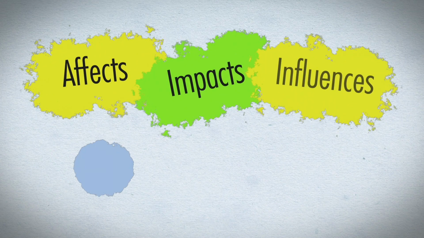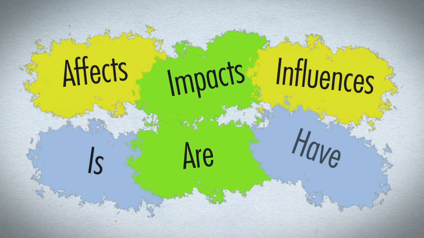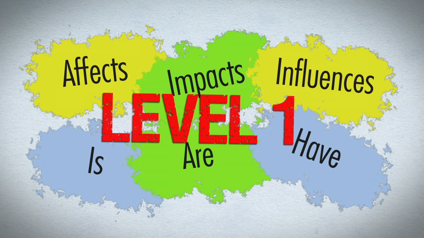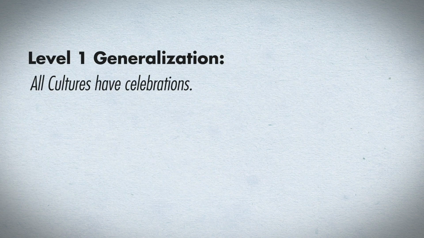So now that you've identified your generalizations, it's important to complete step 5 and to make sure that your generalizations are at a level 2 or higher. So let's see what we mean by levels of generalizations. If a generalization contains the words affects, impacts, influences, is, are, or have, it most likely is classified as a level 1 generalization. So here's an example. All cultures have celebrations. As you can see, level 1 generalizations lack clarity, specificity, and depth.